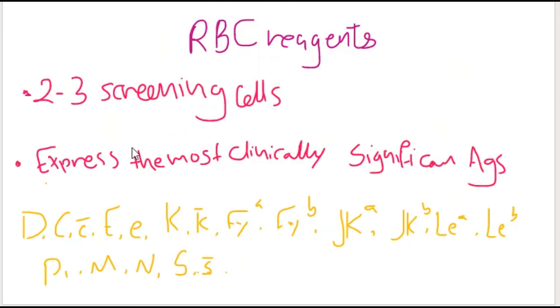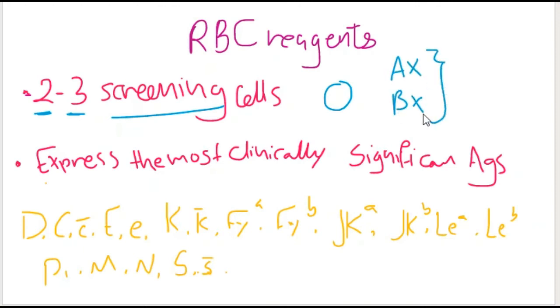So usually we use 2 or 3 screening cells. So a panel consists of 2 cells or a panel consists of 3 cells, and these cells should be from O type. They should not be from A type or B type, because we don't want to detect anti-A or anti-B. We want to exclude these antibodies because these are expected antibodies, and as we said before, we detect them in the ABO typing test. So the main aim here is to detect other antibodies. This is why we must use screening cells from O type.